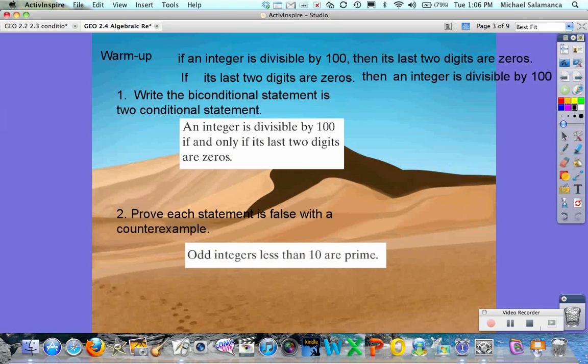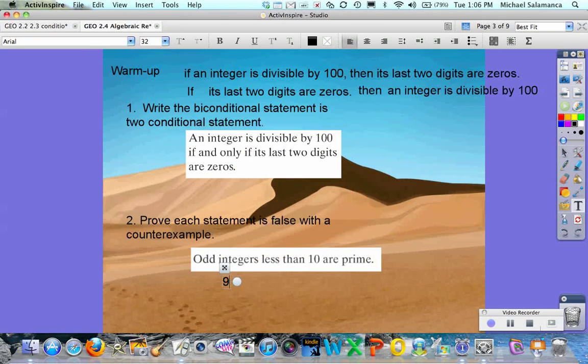So odd integers less than 10 are prime is the statement. So if you think of the odd integers, well, 5 is prime, 3 is prime, 7 is prime, but 9 is an odd integer, and that's not prime. So 9 is not prime because 3 is a factor, would be your counterexample.